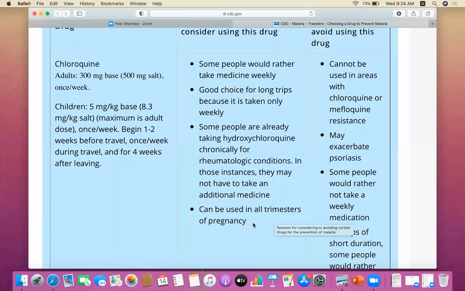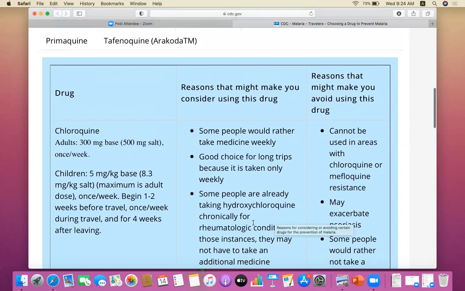It can be used in all trimesters of pregnancy. So chloroquine is found to be useful in all trimesters of pregnancy. This is most important because choosing the right drug during pregnancy is a very difficult task. So please keep in mind, chloroquine can be used in all trimesters of pregnancy.